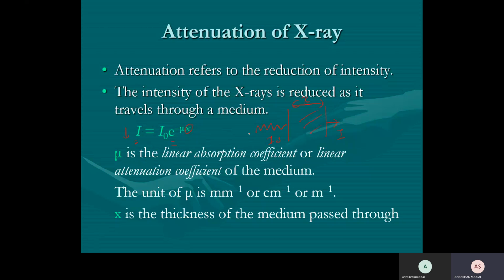Okay. This mu is called the linear absorption coefficient. The linear absorption coefficient depends on the type of medium. For soft tissue, the linear absorption coefficient is small. For a bone, the linear absorption coefficient is big.